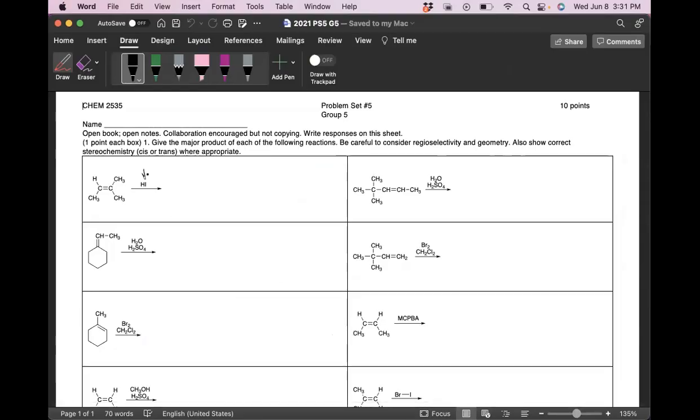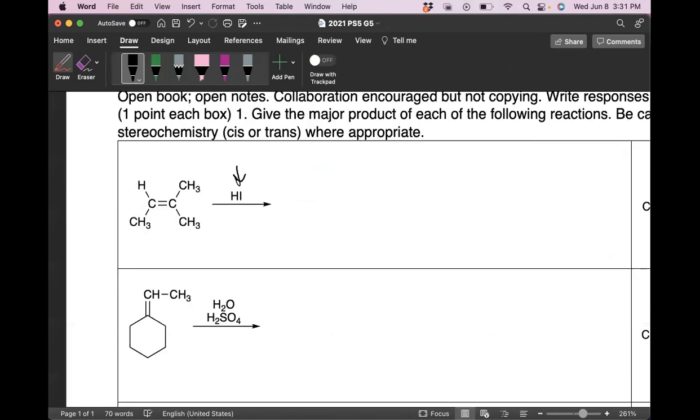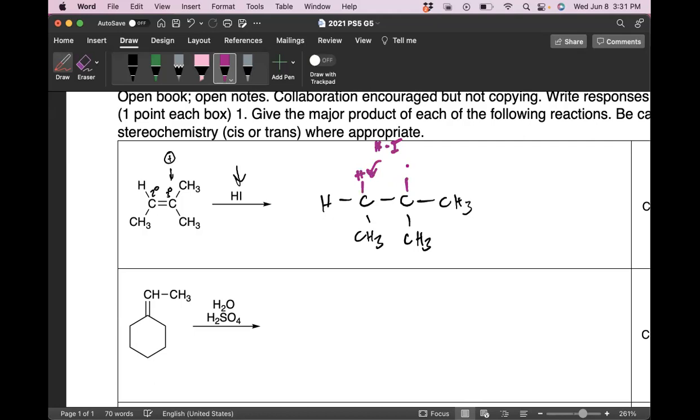So HI, that's hydrohalogenation, right? We have a secondary and a tertiary carbon. Where would the carbocation want to go? It would want to go here. That's where the iodine would attack. So it would be CH3, CH3, CH3. Our HI would go in like this.